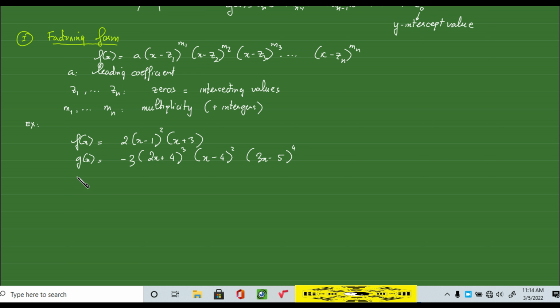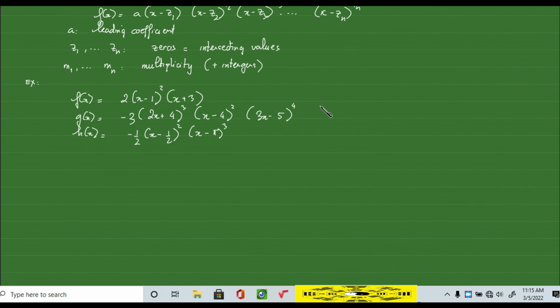Or what if I have something like this? I have -1/2 times (x minus a half) squared, and (x minus pi) raised to the third. Here you go. This is also a polynomial function. It's just that the zero over here is a fraction, and the zero over here is pi, but it's still considered a polynomial function, because all the multiplicities over here are positive integers. We don't have a negative integer.